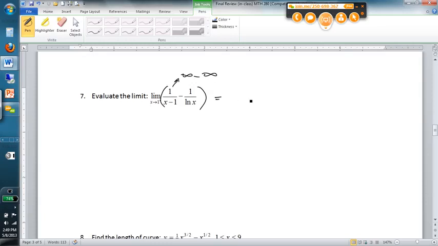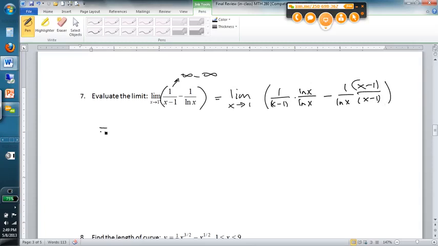What do we need to do here? Well, one of the tricks that we did for infinity minus infinity was, if you've got fractions, combine it into one fraction, which would just mean multiply this one by ln of x, right? And then the 1 over ln of x, multiply it by the x minus 1, top and bottom. Which gets me limit as x approaches 1 from the right of ln of x minus x minus 1 over, now I have common denominator so I can combine them, right?